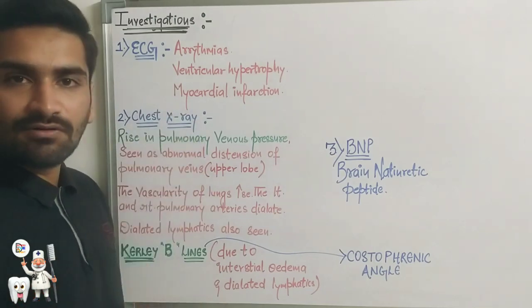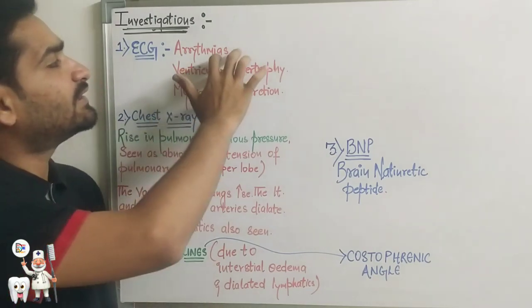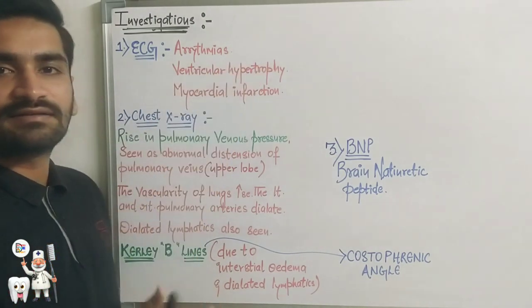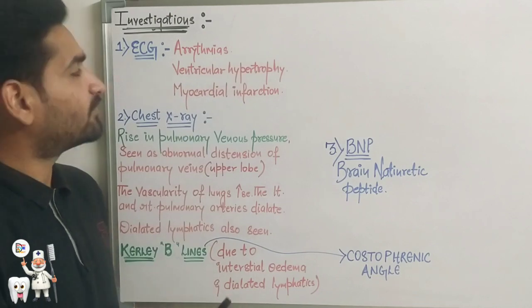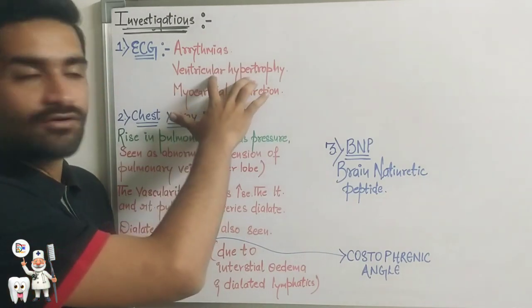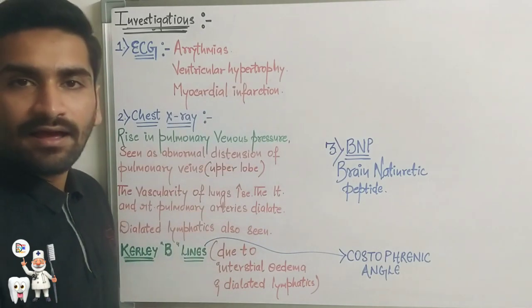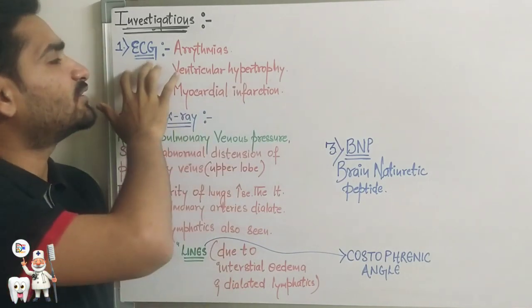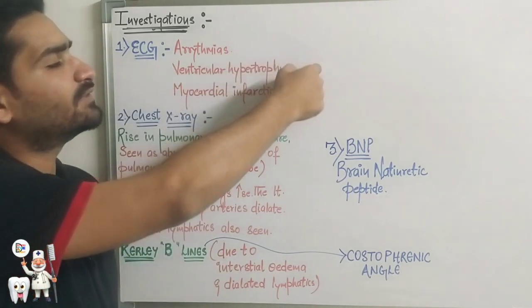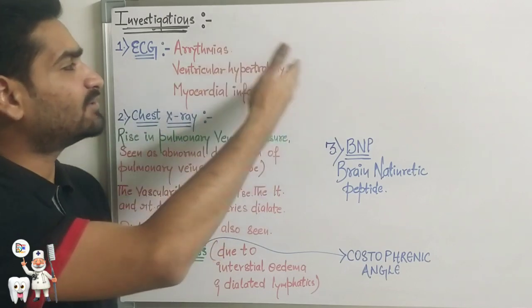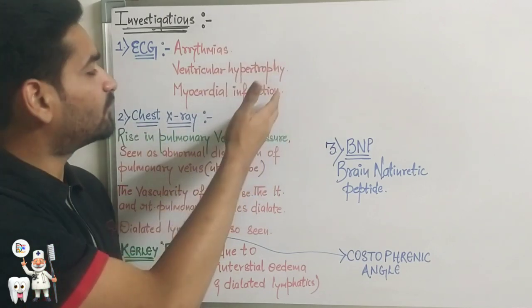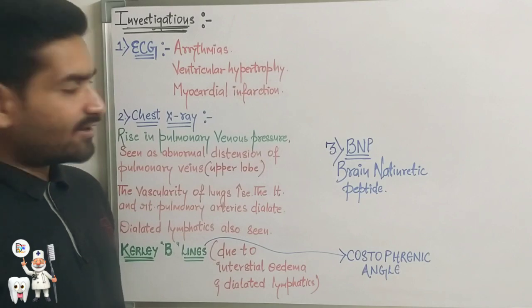Firstly, discussing the ECG. ECG will detect any arrhythmia, that is arrhythmic contraction of the heart, ventricular hypertrophy or myocardial infarction. If we do the ECG of that patient, we can detect whichever of these is present, that is arrhythmia, ventricular hypertrophy and myocardial infarction.